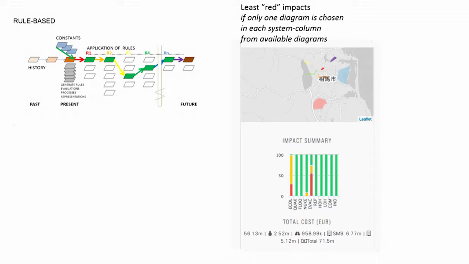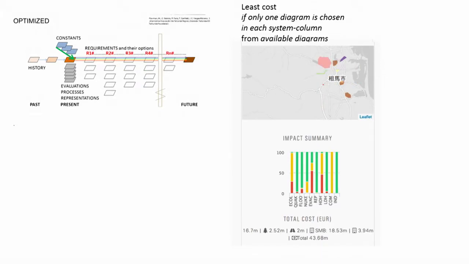This is rule-based. This is find the design with the least red impacts if only one diagram is chosen in each system column from available diagrams. In other words, if you solve the problem in one set of one diagram from each column, there is no design that can have fewer red impacts than this one, and that's the amount, which allows you to basically ask the question, am I in the right realm when you have something as a target that says the least impacting design in this language? Nobody can say it's the least impacting, but in this language it is.